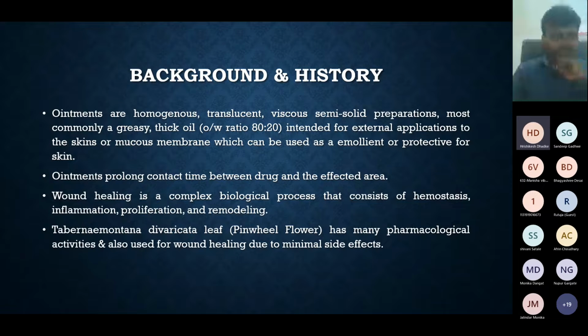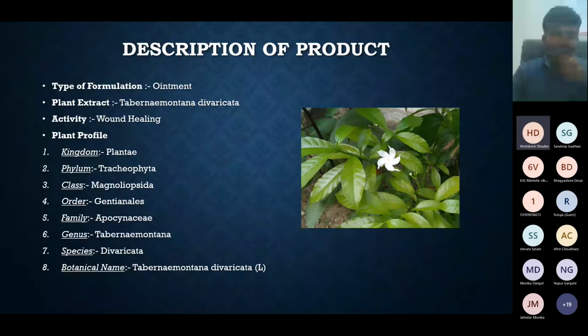My main drug is the leaf extract of Tabernaemontana divaricata leaf, that is the pinwheel flower. It has many pharmacological activities such as wound healing, anti-diabetic, and antibacterial, with minimal side effects. The description of the product is that we have prepared the formulation as an ointment. Here we have used the plant extract of Tabernaemontana divaricata, the pinwheel, and we have tested it for the wound healing process.